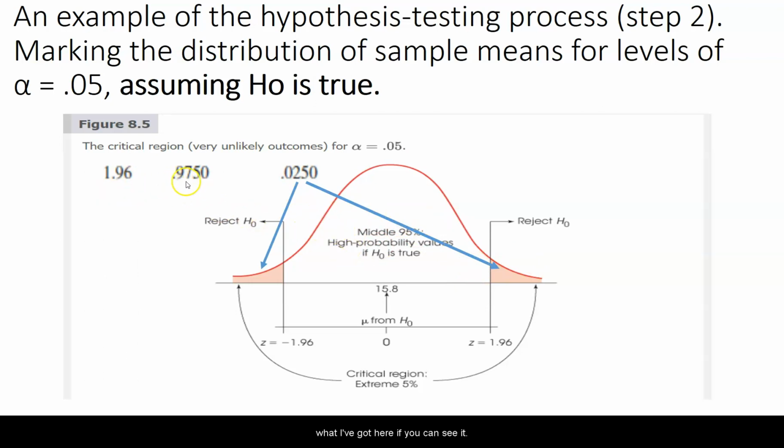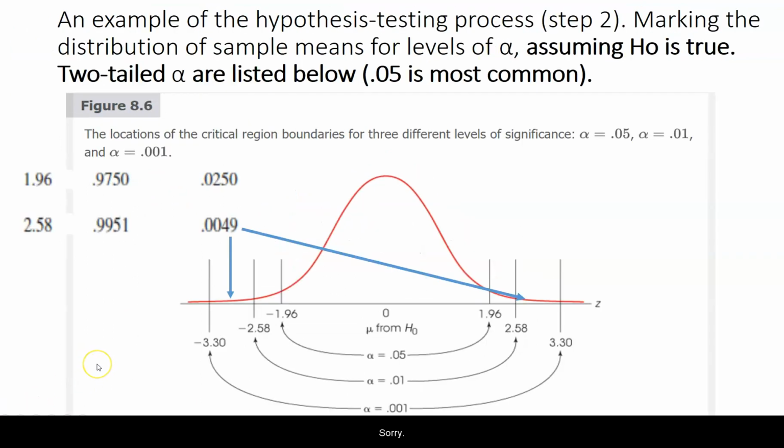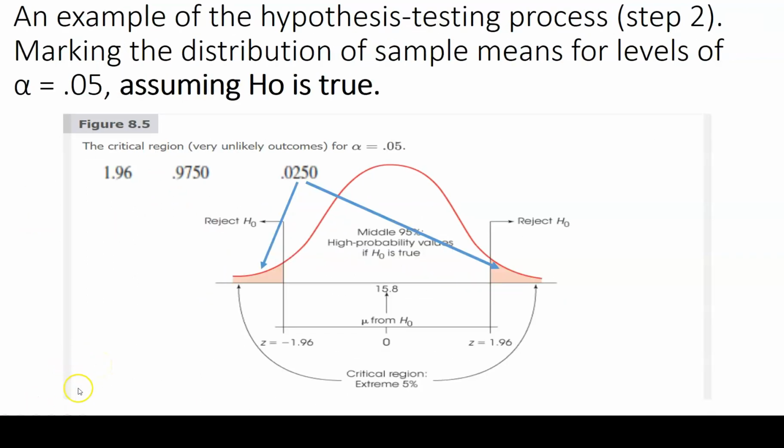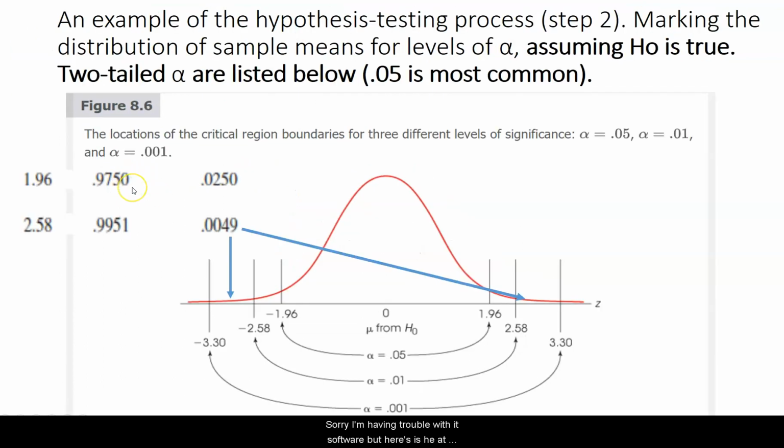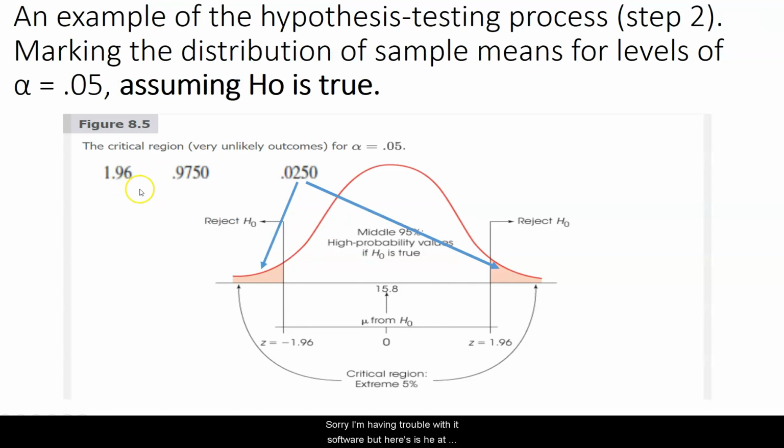And what I've got here, if you can see it, and I was really kind of hoping to be able to draw on the thing. I don't know if it allows that or not. You can see that this is copied directly from the Z tables. Here's a Z of 1.96. It doesn't do it. Oh, crud. Sorry, I'm having a little trouble with the software.